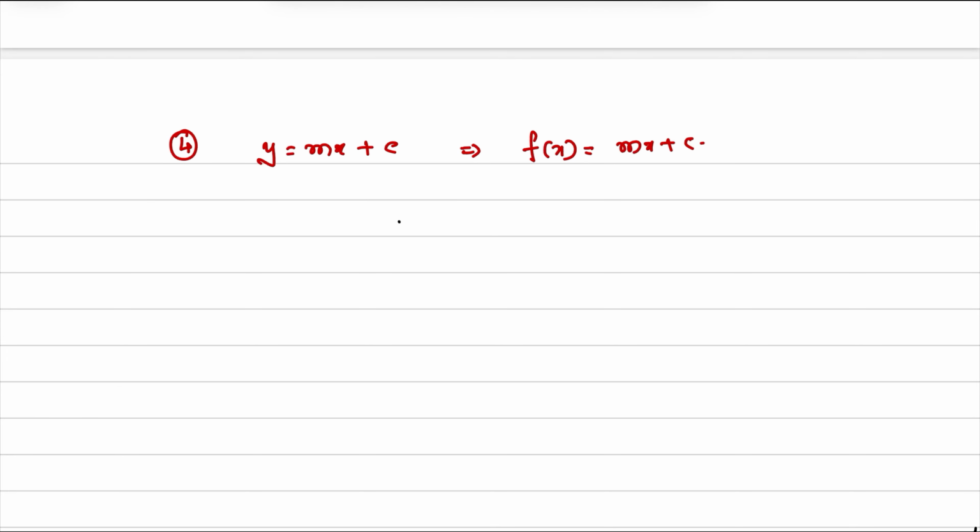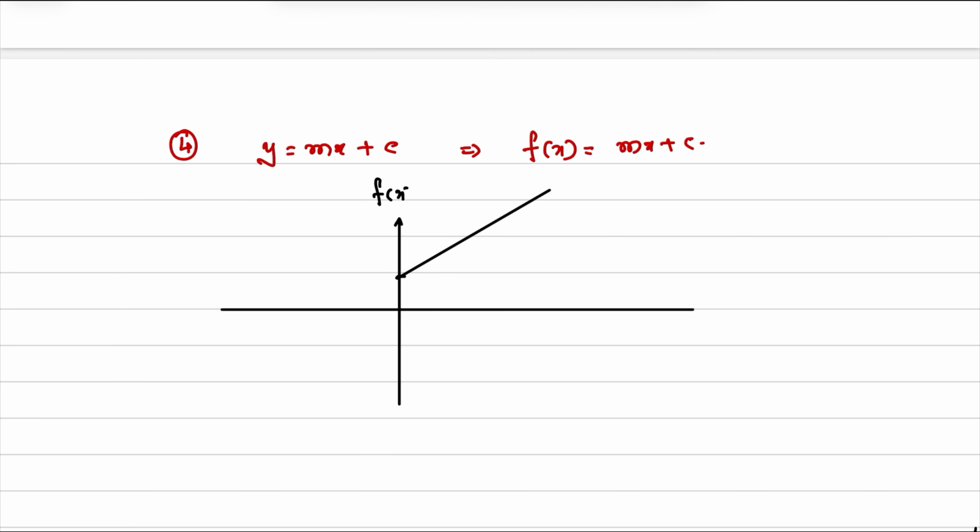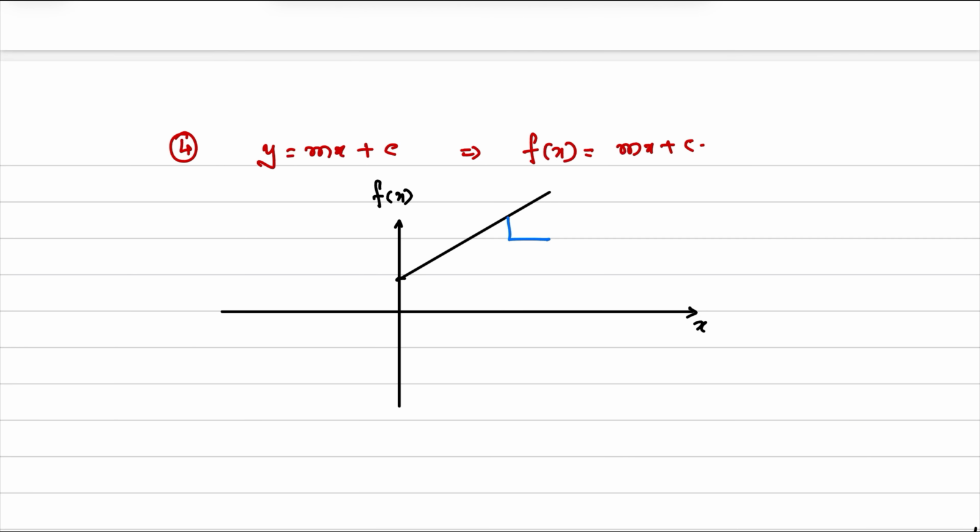This can be shown as a straight line. It's a function. C is the intercept and m is the slope. This is function x and this is x. This particular straight line is function x is equal to mx plus c. This is C, intercept.